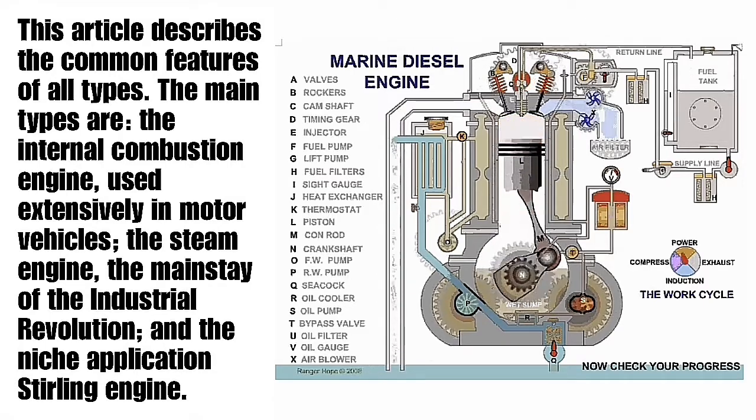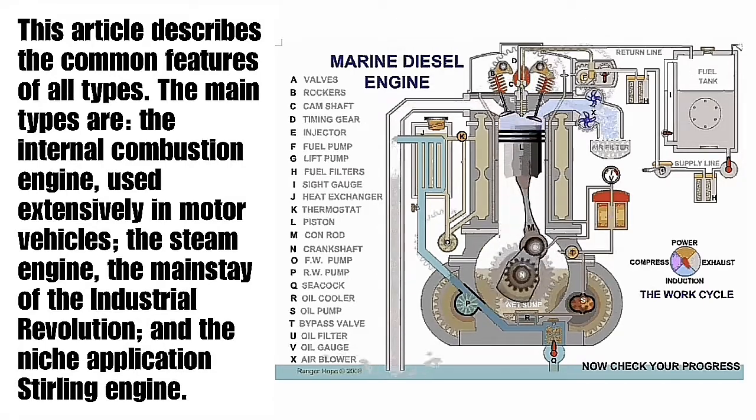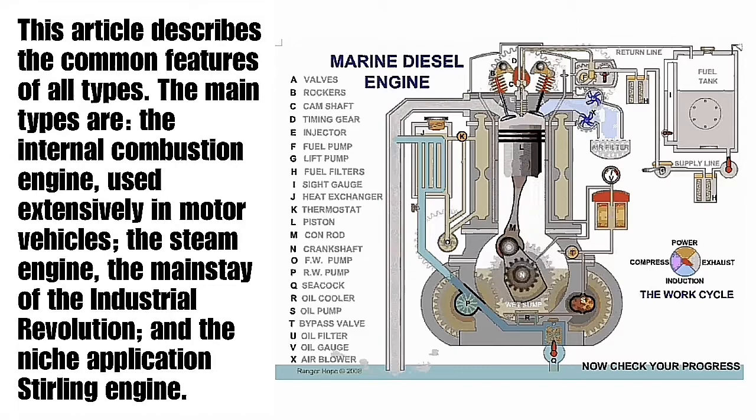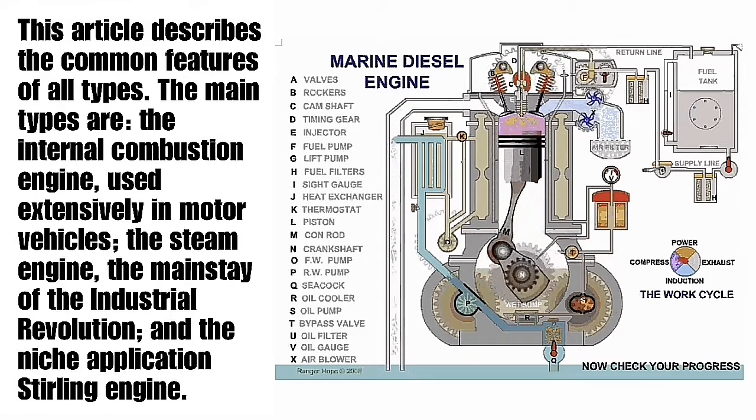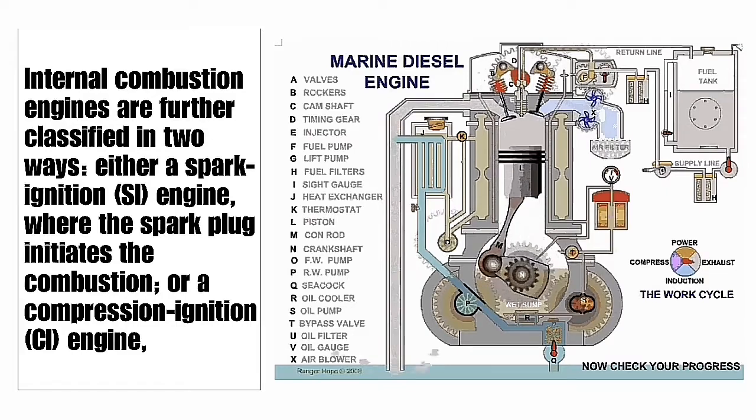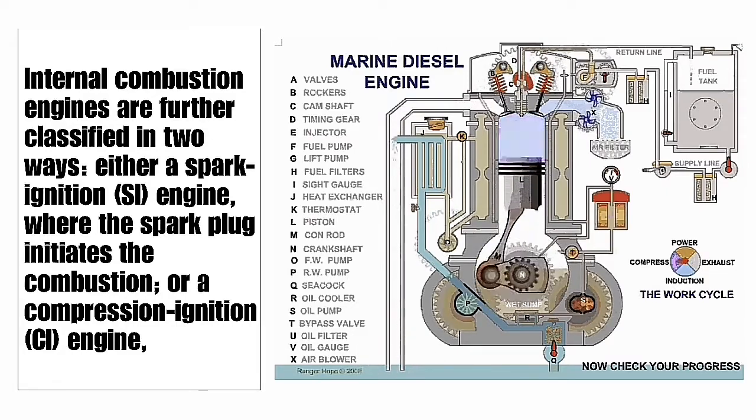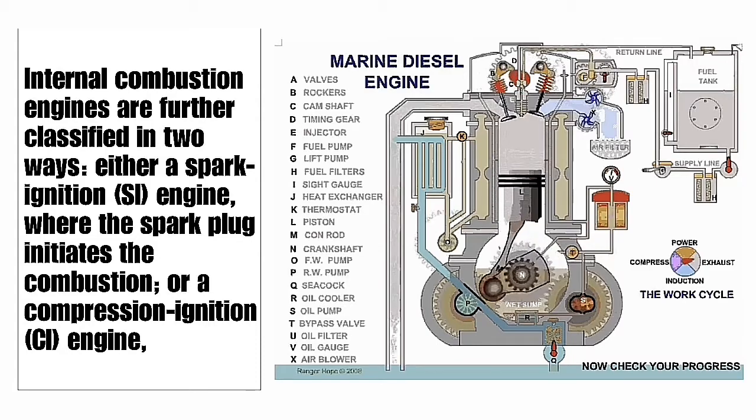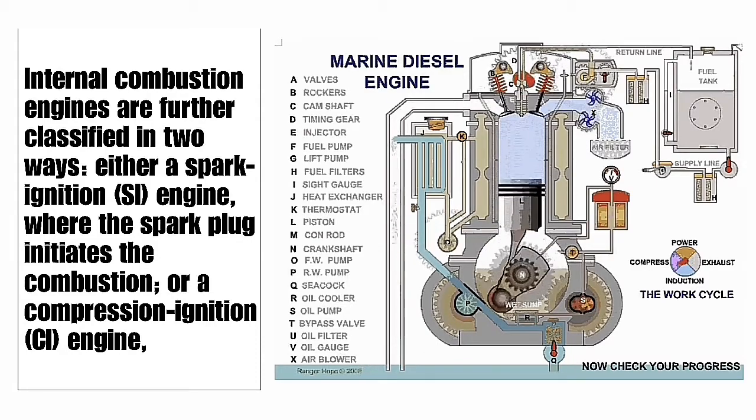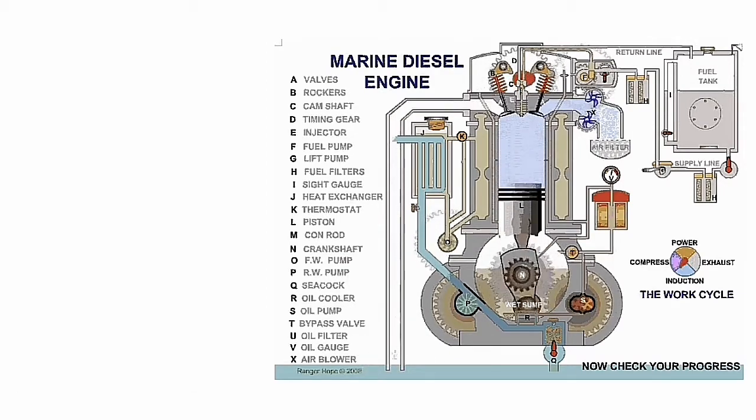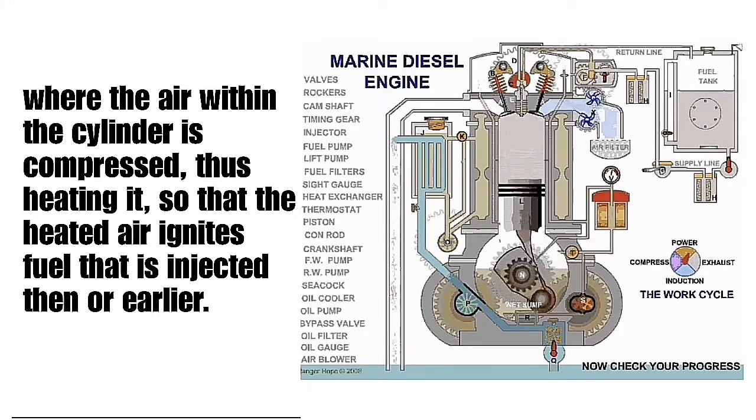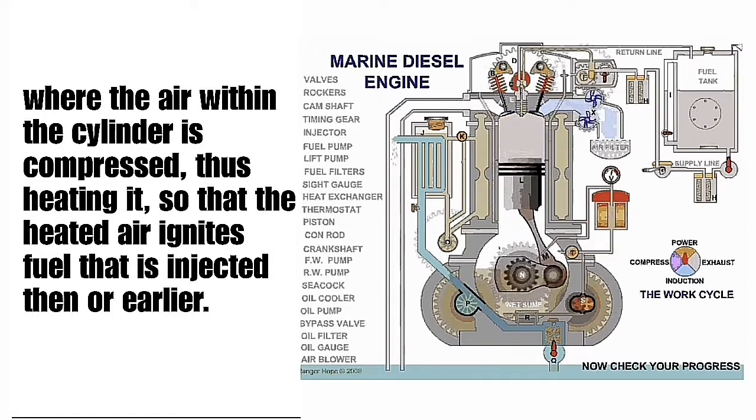The main types are the internal combustion engine used extensively in motor vehicles, the steam engine, the mainstay of the Industrial Revolution, and the niche application Stirling engines. Internal combustion engines are further classified in two ways: either a spark plug ignition (SI) engine, where the spark plug initiates the combustion, or a compression ignition (CI) engine, where the air within the cylinder is compressed, thus heating it, so that the heated air ignites fuel that is injected then or earlier.